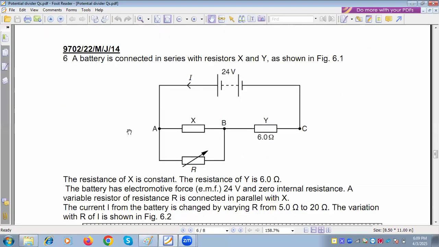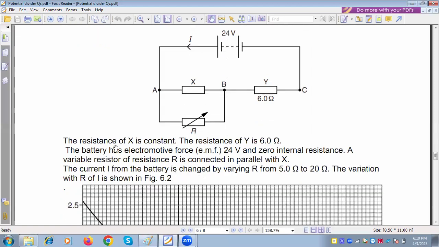Now the next question, it is 9702 22 May June 2014. And here, this is again a potential divider and a 24-volt battery is given in the circuit. Two resistors, X and Y, are in series and X is in parallel to a variable resistor. So the resistance of X is constant. It is a fixed resistor. The resistance of Y is 6 ohms. This is also constant. The battery has EMF 24 volt and zero internal resistance.